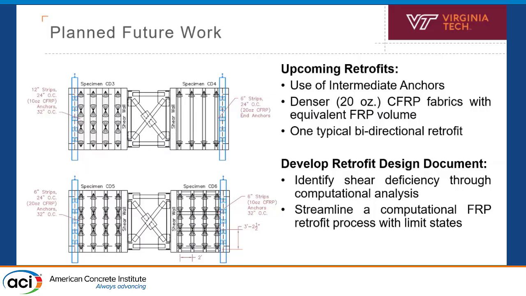And then our last specimen, we want to do a typical bidirectional retrofit with fabric running in the north-south and east-west directions. So ultimately, what we are trying to do is develop some retrofit design guidelines. First, we need to identify deficiencies in existing structures and then streamline a computational FRP retrofit design process that says, start here. This is how you specify this retrofit with carbon FRP.